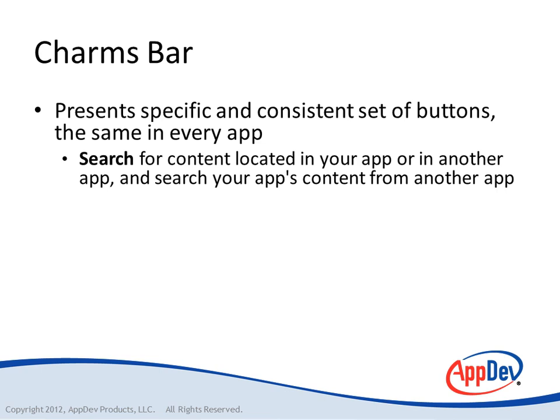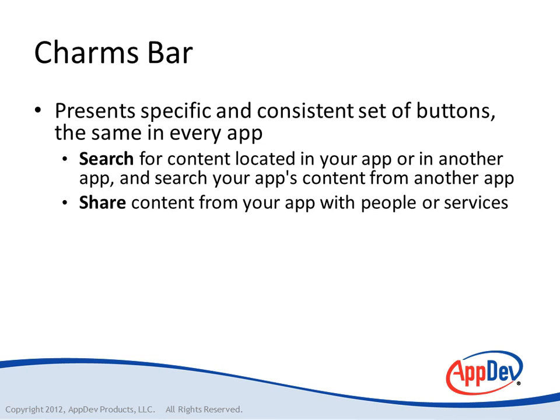You can use the Search button to search for content located in your app or in another app. It'll also allow you to search your app's content from another app. Now, to make the Search button work in your application, you have to add code that supports a given interface that indicates that your application provides data that can be searched by other applications. And again, that's kind of beyond the scope of this introductory course, but search is available in every application.